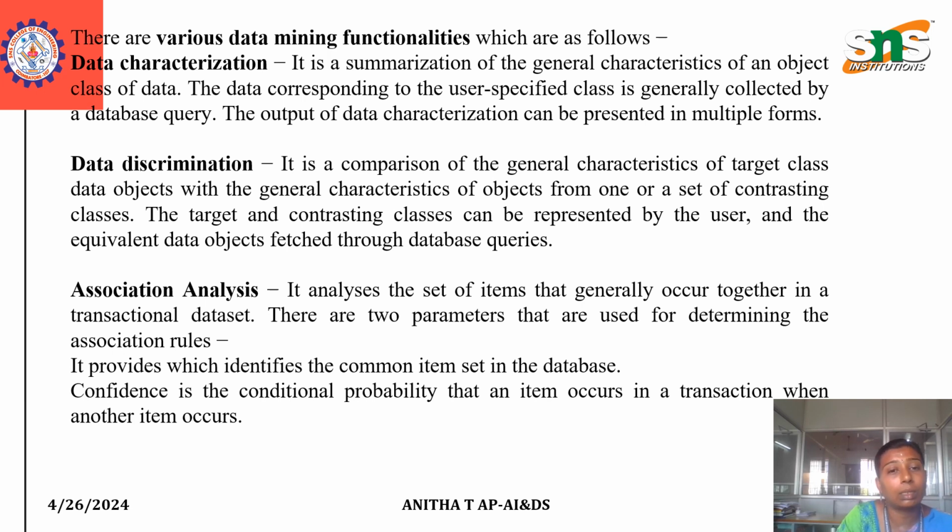Association analysis analyzes a set of items that generally occur together in transactional data sets. There are two parameters that are used for determining the association rules. Support identifies the common item sets in a database. Confidence is the conditional probability that an item occurs in a transaction when another item occurs.